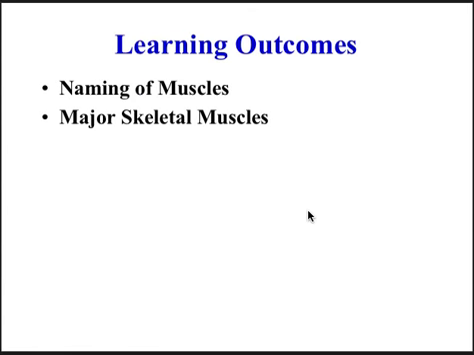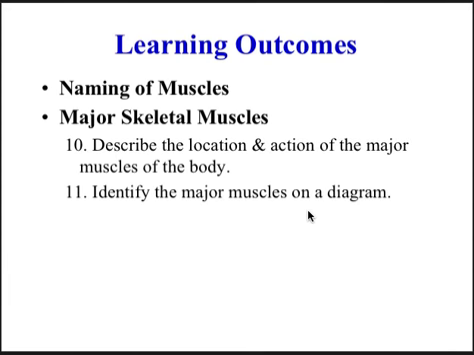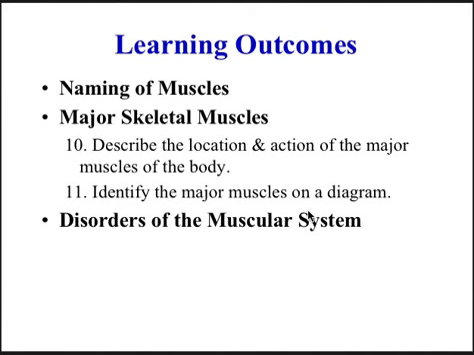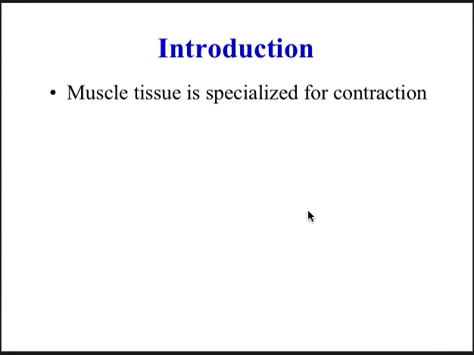We'll talk about some of the major skeletal muscles, we'll name them, and we'll give a job description. By providing you the origin, the insertion, and the action, you'll have a better idea of the function of each of the major skeletal muscles we'll cover. We'll identify these on a diagram, and then we'll end by talking about disorders of the muscular system, both infectious and trauma-induced.